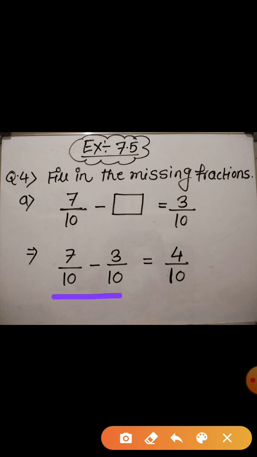Now 7 by 10 and 3 by 10, they are like fractions, right? Denominators are same. So while subtracting, we only subtract numerators and copy the denominator. Now 7 minus 3, 4, and denominator is 10 only. Hence the missing fraction is 4 by 10.